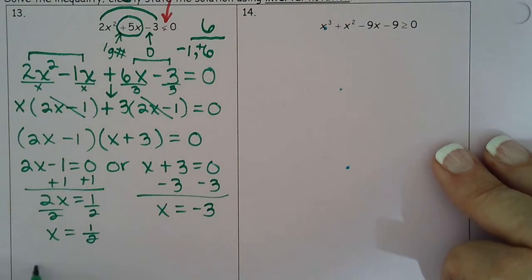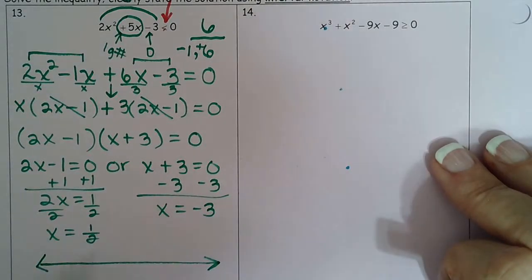So we draw our number line. And remember, the points do have to be in order. And we plot our bounding points. So -3 is the smallest, so it goes on the left. 1/2 is the largest, it goes on the right.